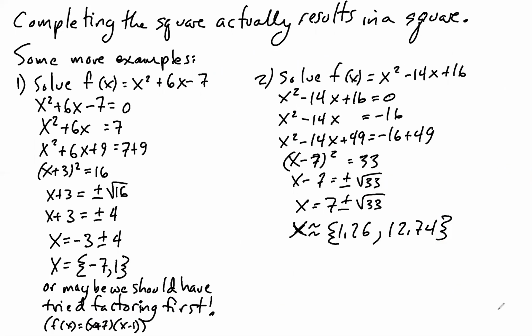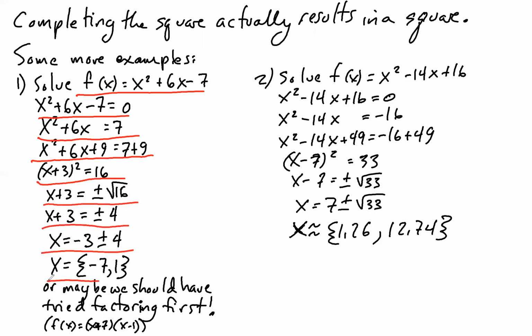A couple more examples. f of x is x squared plus 6x minus 7. So we want to set that equal to 0 to solve it. Send 7 over to the other side. Create a perfect square, making sure you add the same thing to each side. Factor it, and then solve. Notice that we get x is negative 7 and 1.